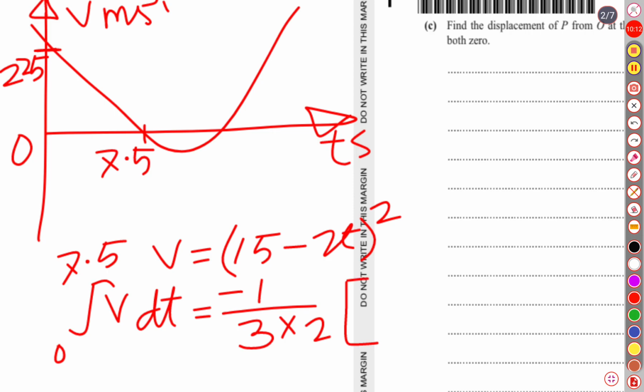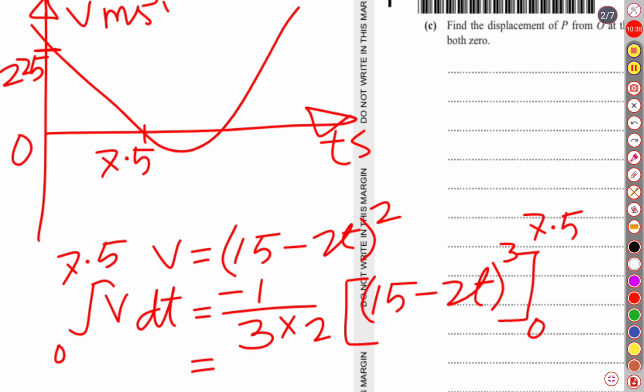And what will happen to the function? The inner function is going to be 15 minus 2t, and the exponent is going to be 3. So this is our expression, and the limit is from 0 until 7.5 seconds. Then if we integrate velocity, we know this is nothing but displacement. So let us write displacement means s.